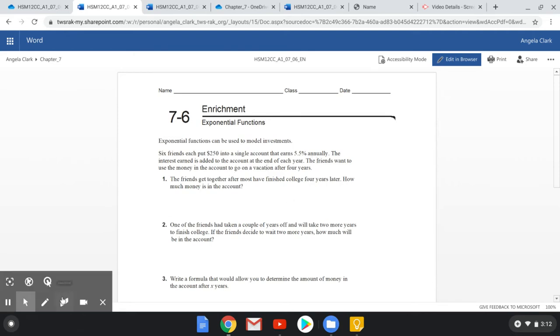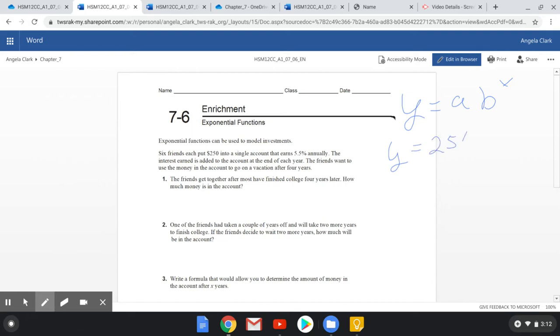So remember that our exponential equation form is y equals ab to the x, where a is going to be our initial amount. So we know that we started with $250. So a is going to be 250. We don't know what b is yet, so let's look at that. So a is always the initial amount, and now we're going to figure out what we need to multiply by each time. So we know it has to have something to do with this 5.5% annually.